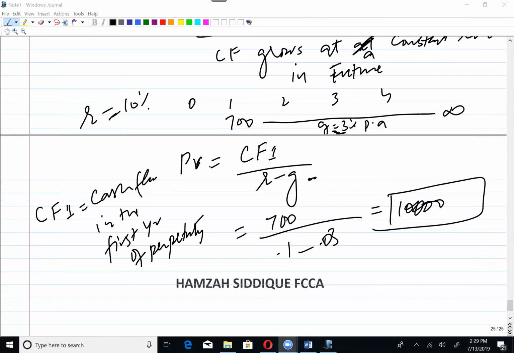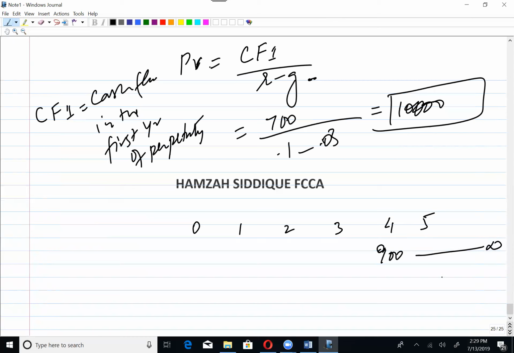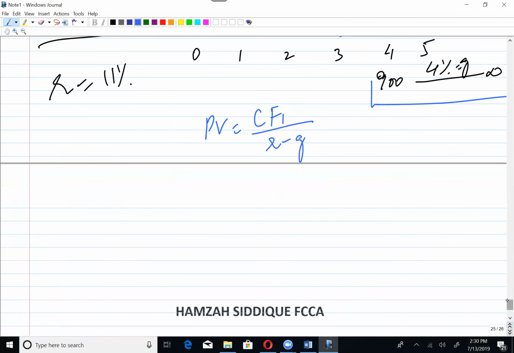Next is, I will add further complexity to the same concept. Just see here. They say that you will be getting these cash flows. Okay, first of all, a bit simple. You will be getting 900 from year 4, 4% growing annually in the future. R is 11%. Now, students, if we consider it year 1, it is year 0, this is simple perpetuity with growth. We know formula for it. Present value is equal to CF1 over R minus G. We know that. We'll apply simple and we'll get the answer.